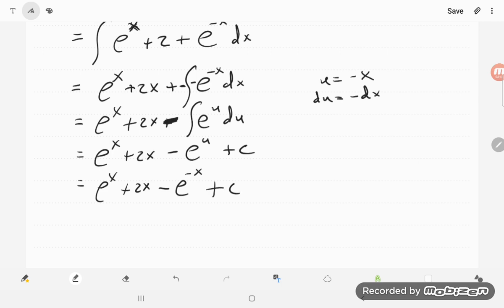And notice, I could have put an arbitrary constant up here, but I still had that antiderivative sign, so I didn't worry about the constant until I got rid of all antiderivative signs. And there we go. That is 106.